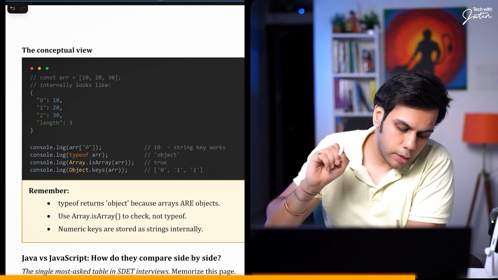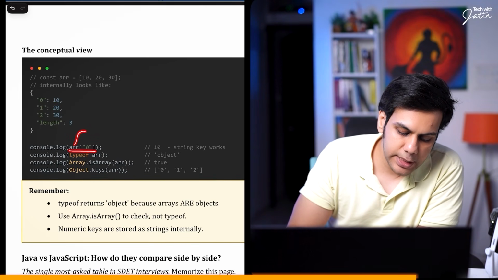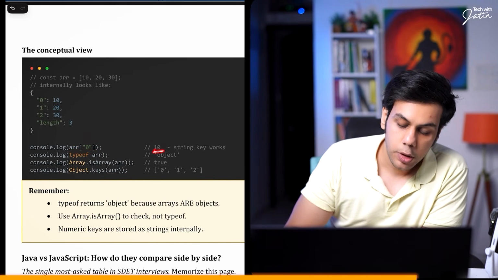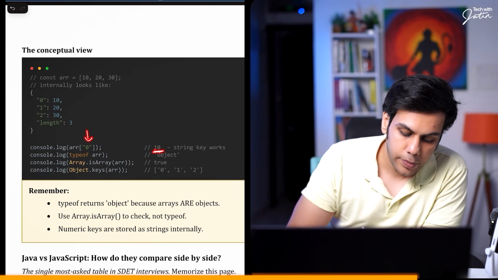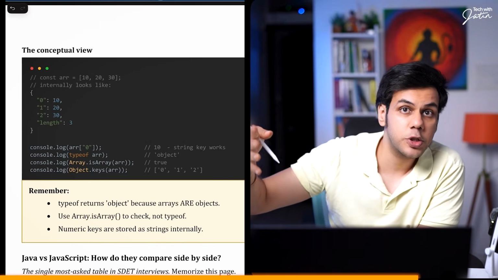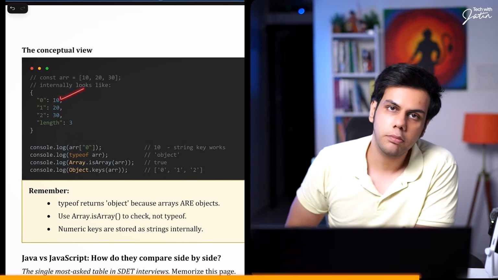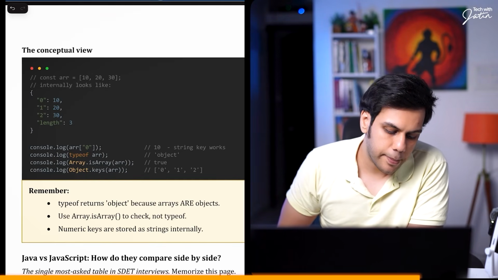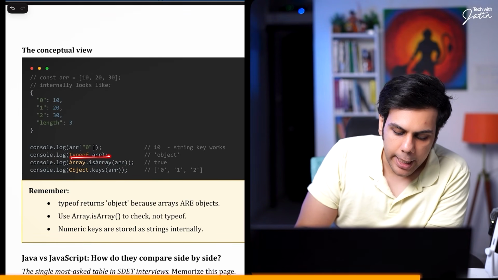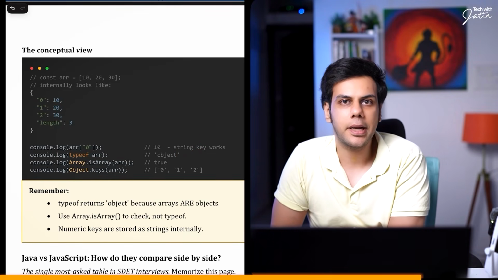If I do array square bracket of 0 in double quotes, you're going to get 10. And notice the index over here is not numeric. I can put it in double quotes also. I can give a string value over here and I can still get the value 10. Type of array: if you do typeof array, you're going to get object.